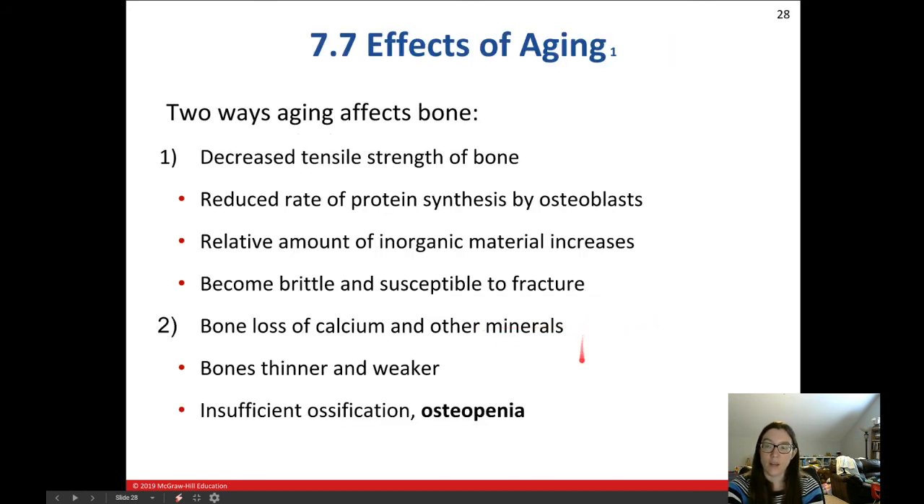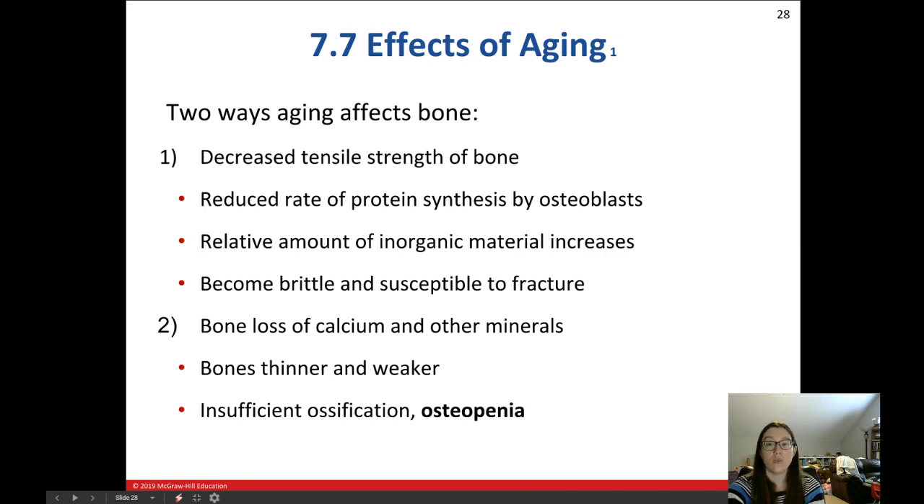All right, so I'm going to mention a little bit more here about the effects of aging, as well as some things about bone remodeling. There are two ways that aging affects bone. Aging is going to decrease the tensile strength of bone. Remember that the tensile strength of bone is because of the organic components, because of the collagen.